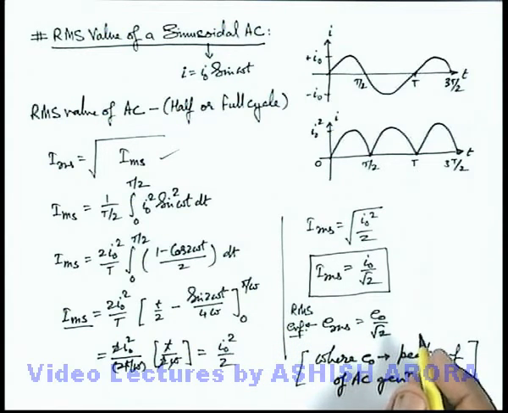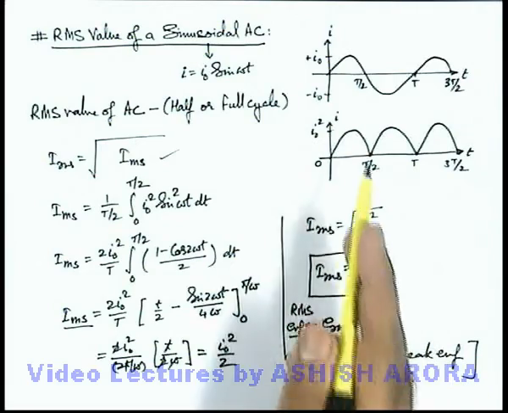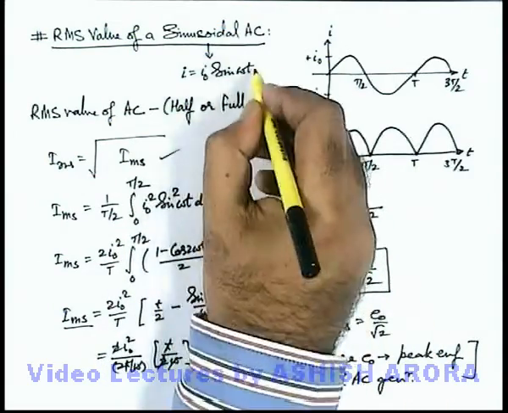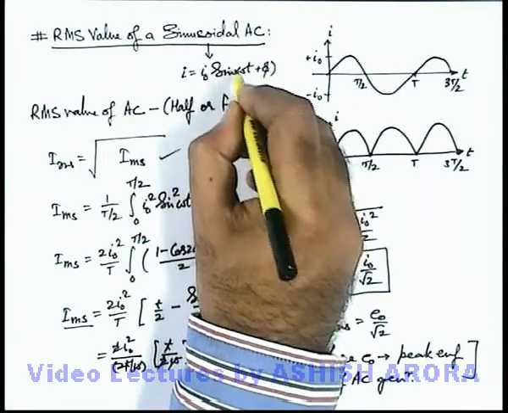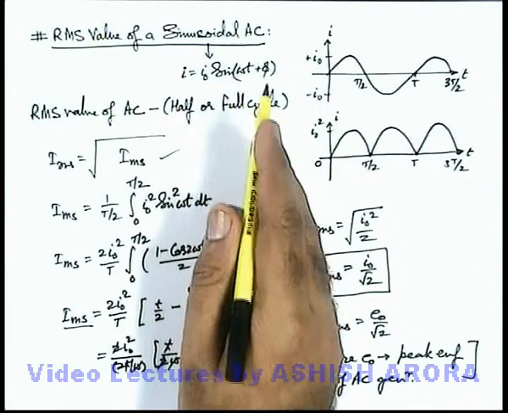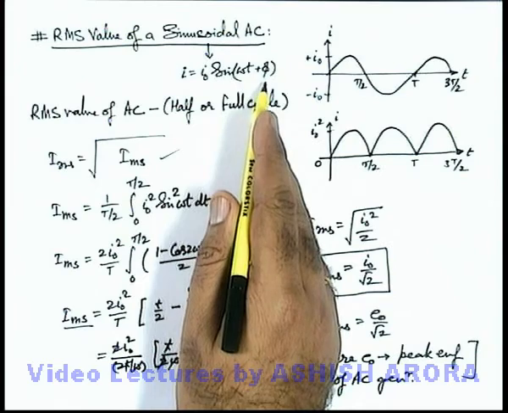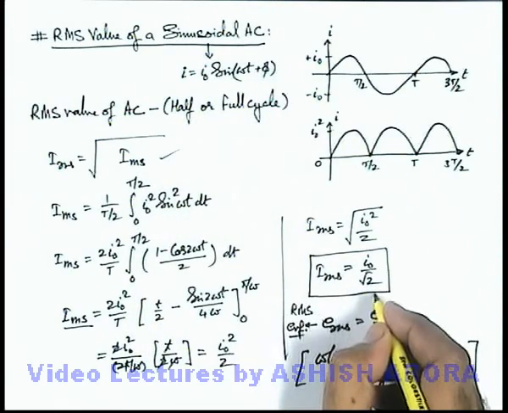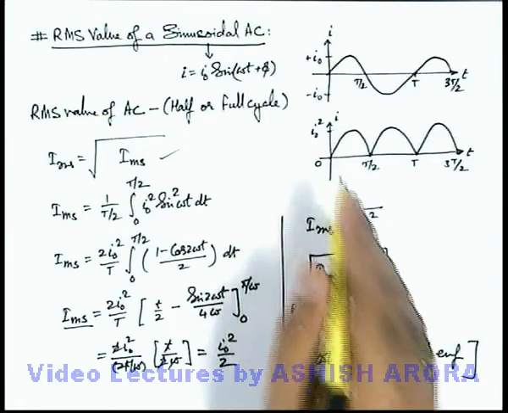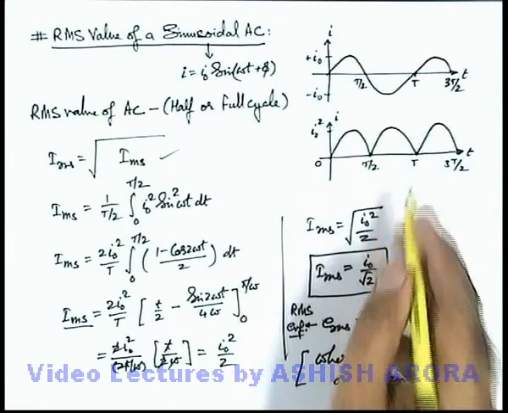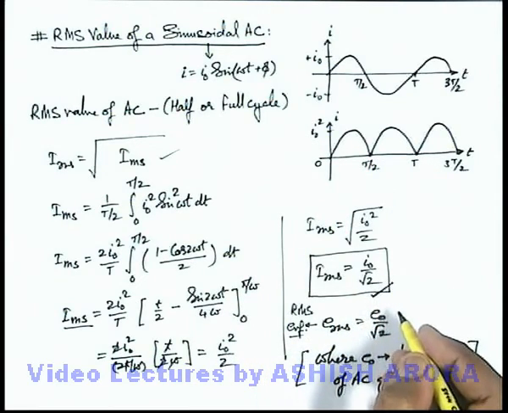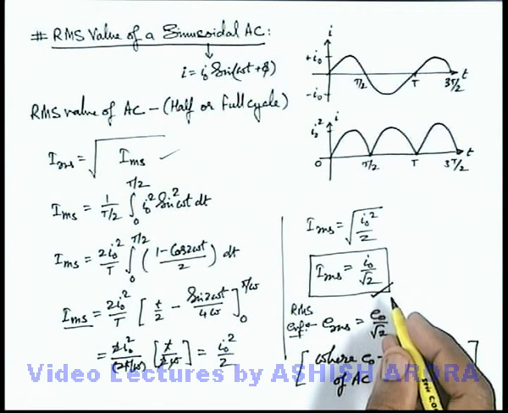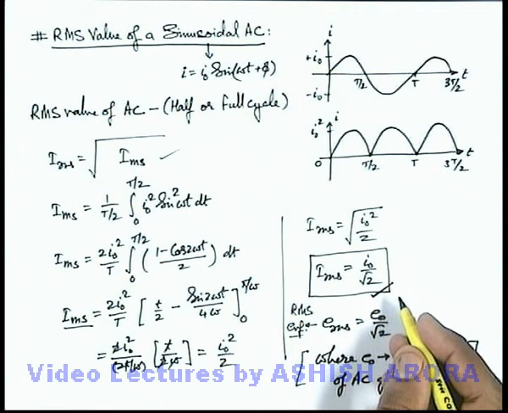So you must be careful that for a given sinusoidal AC, you should also remember, even if there is some phase associated, like if it is I naught sine of omega t plus pi, then also it won't affect anything on the function. So RMS value will remain same. And even for half cycle or for full cycle, the value of root mean square of sinusoidal AC will be same. The same is also termed as the effective value of an alternating current.